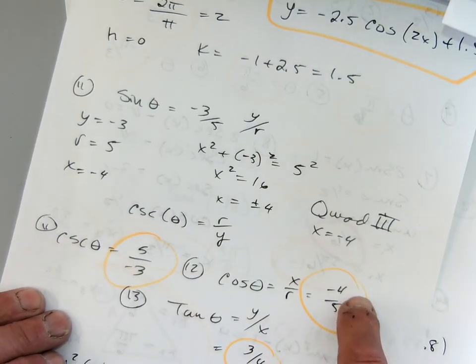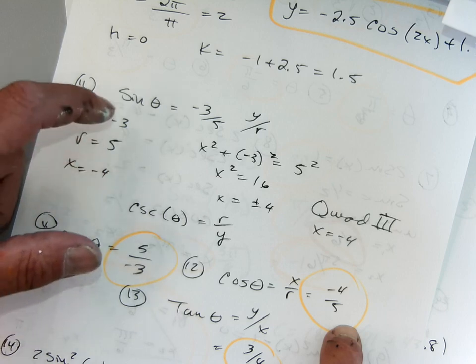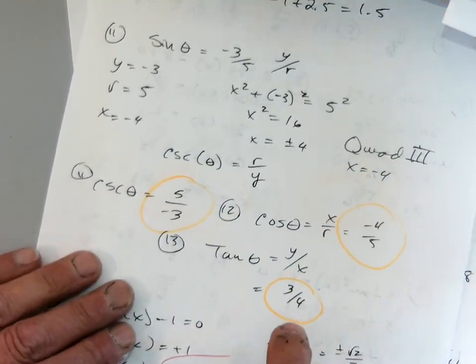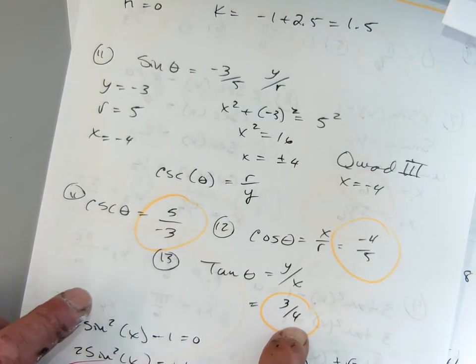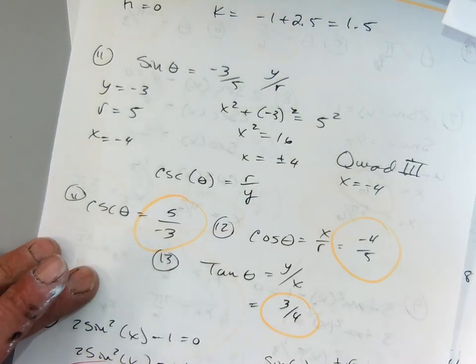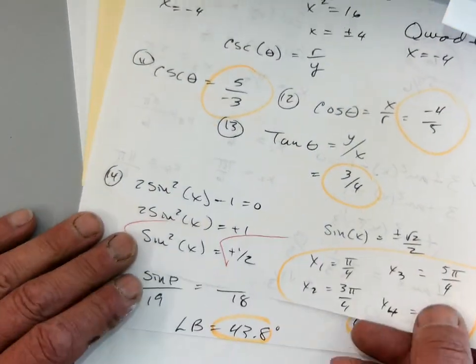Cosine is the x over the r, my x over my r. And then my tangent's my y over x, negative over negative makes a positive 3/4, okay? 14, okay, let's do 14.